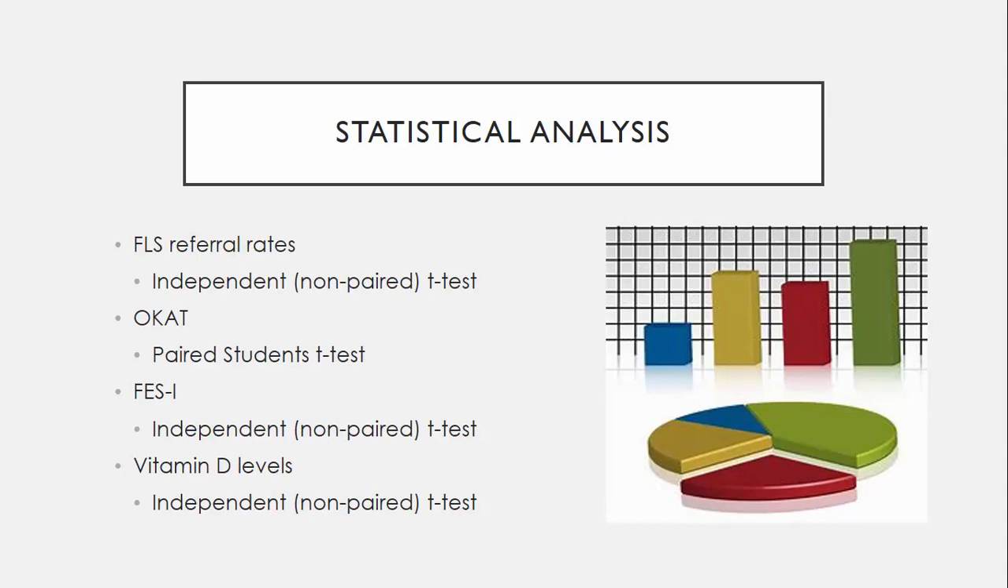We did our statistics once we collected all of our data, and I've mentioned this a little bit before. Our OCAT results, so that knowledge results, we did a paired students t-test. The clinic referral rates and the falls efficacy scale were non-paired t-tests, and the vitamin D levels, had we been able to collect that 3-month follow-up, those would have been analyzed using a non-paired t-test as well.